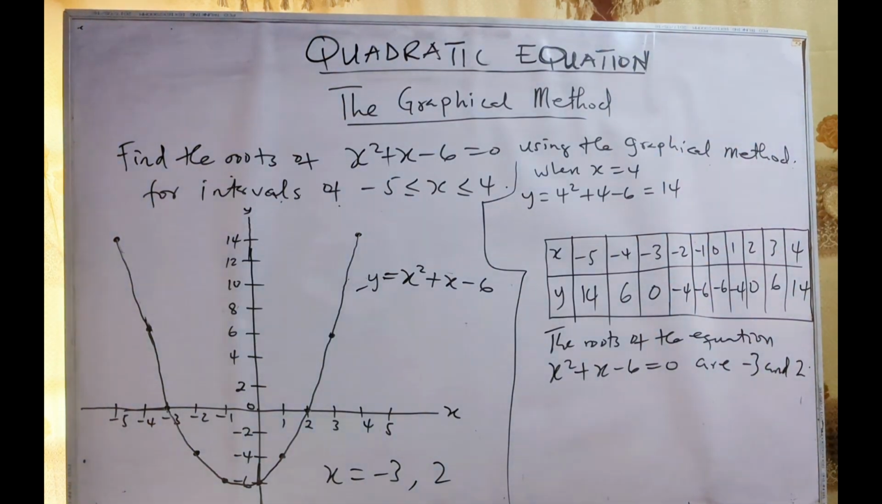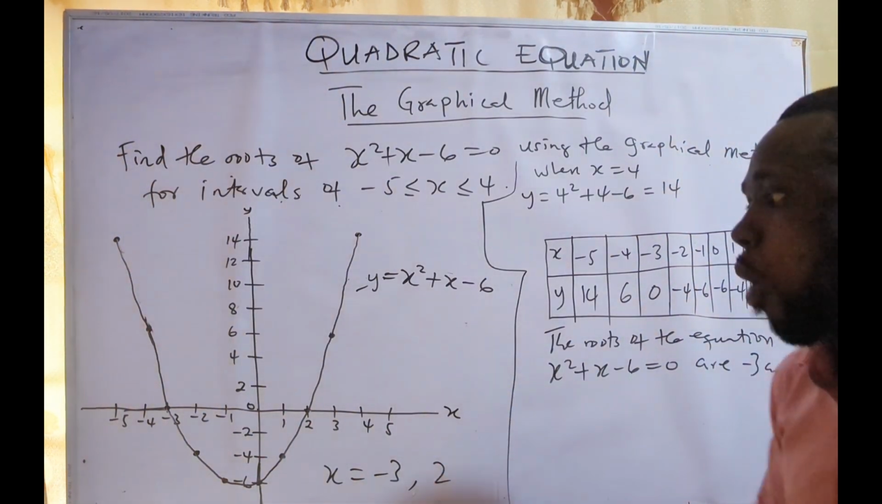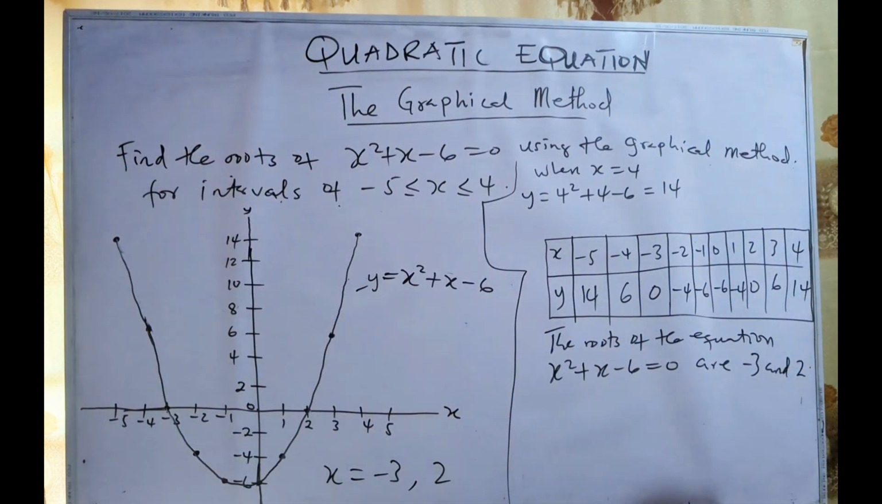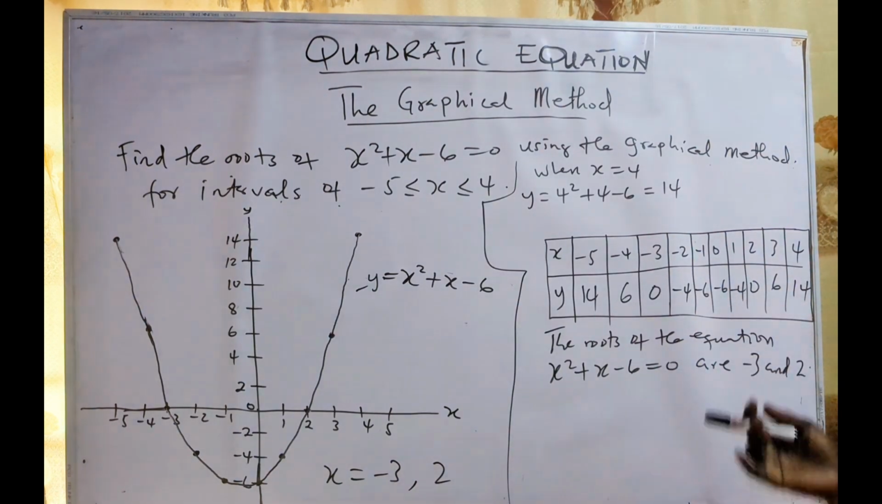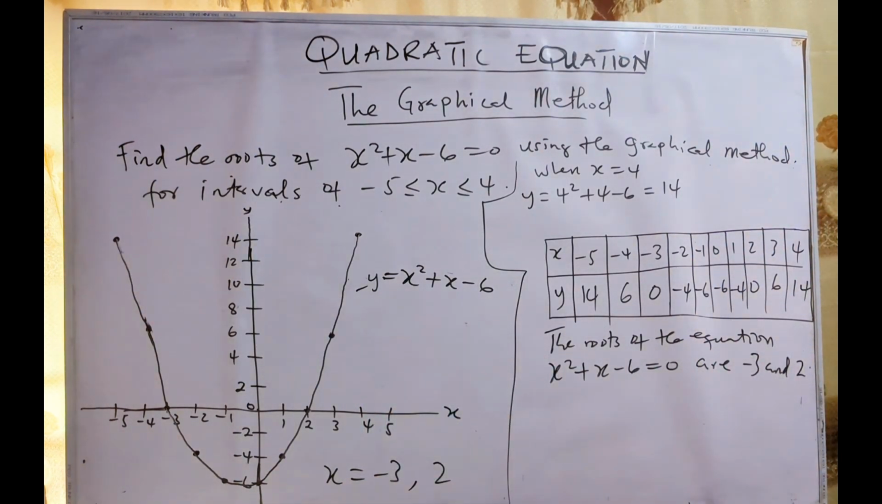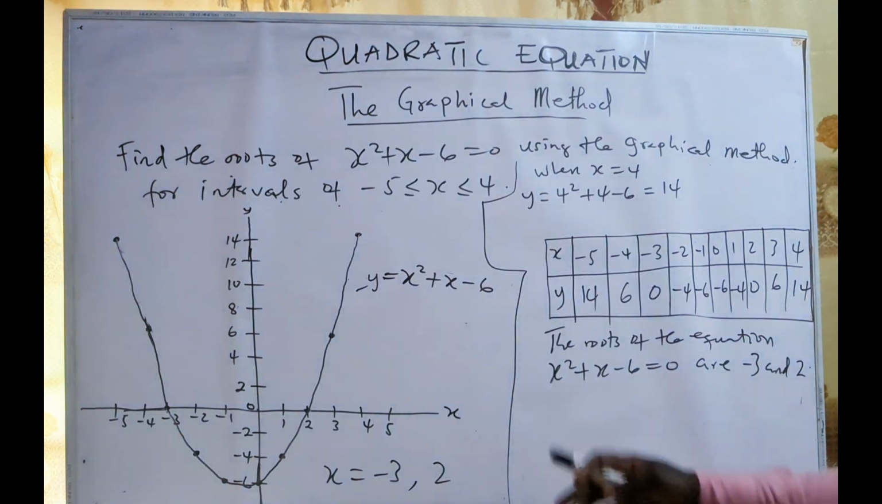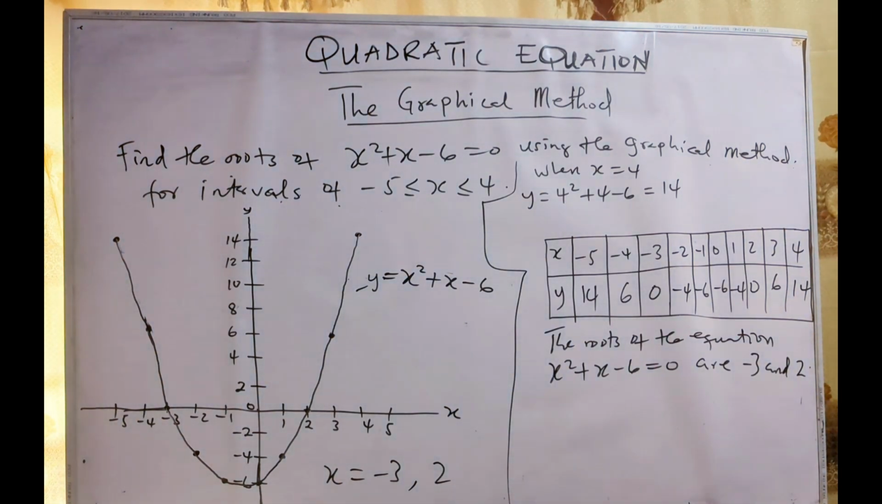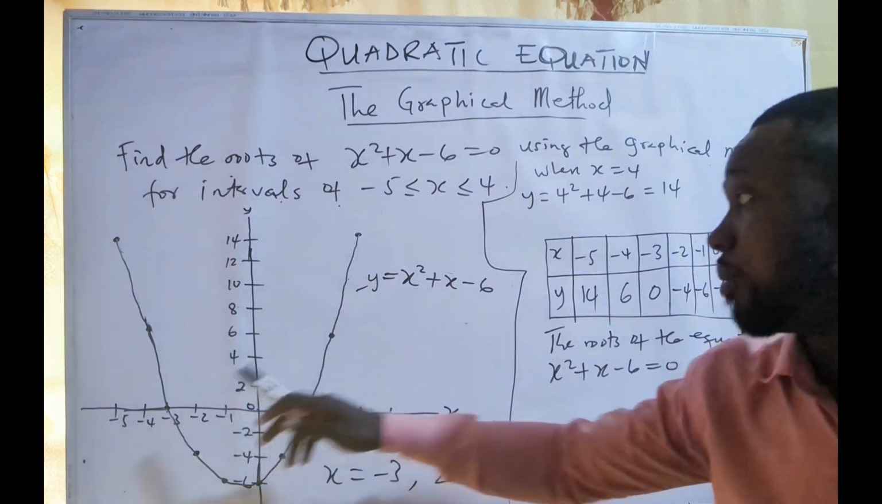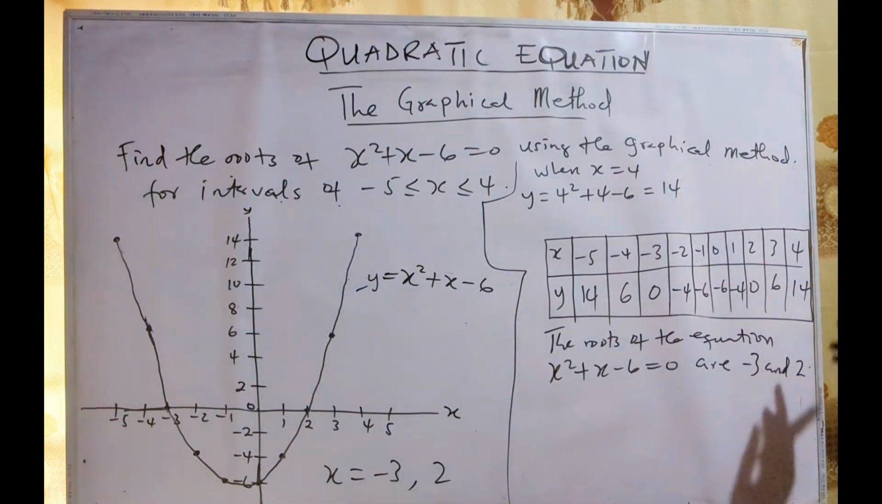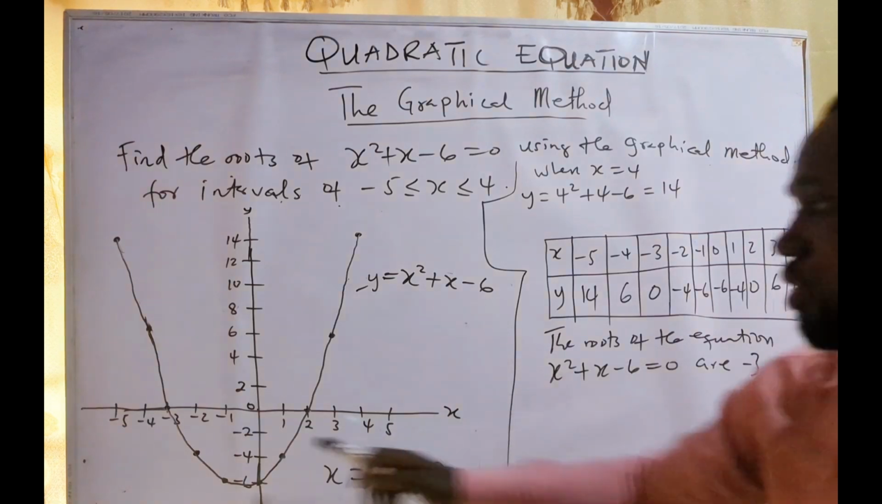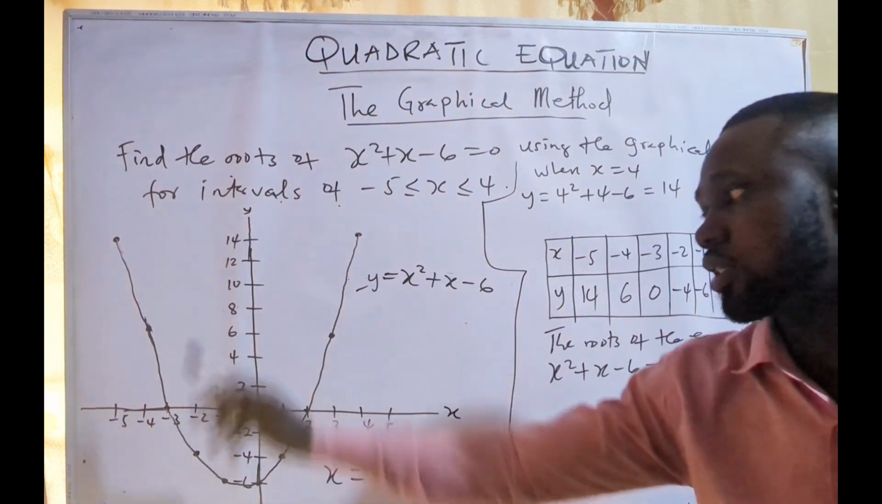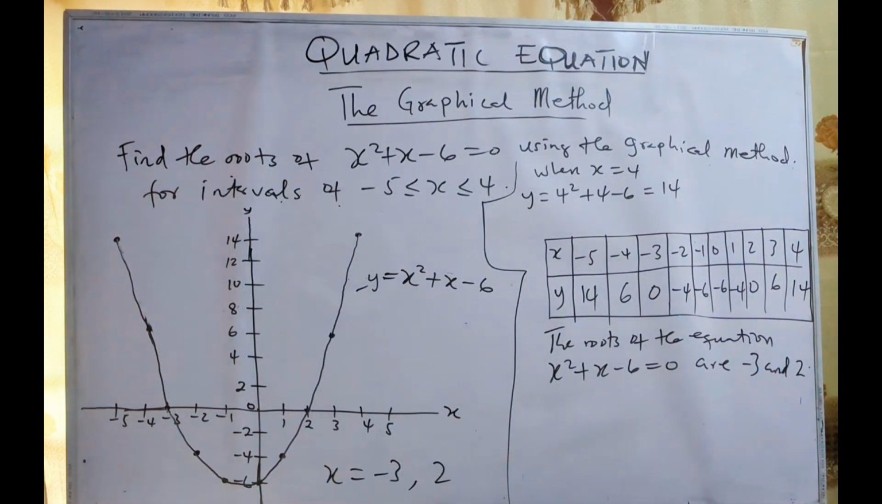So instead of using factorization or completing the square or the formula, you can also use the graph, drawing the curve, and then you get your answer. The values that satisfy the equation are -3 and +2. That is where the curve touches the x axis. I believe you get it.